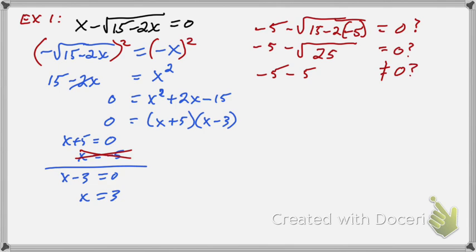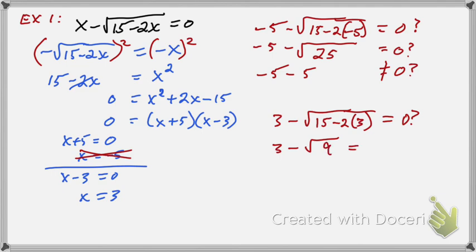So I'll try my 3. So I've got 3 minus the square root of 15 minus 2 times 3. Does that equal 0? Yes. Under the radical, I've got 15 minus 6 is 9. Square root of 9 is 3. 3 take away 3 is 0. So here's our answer. So watch out. Anytime you're squaring something like we did, you can get those extraneous solutions.